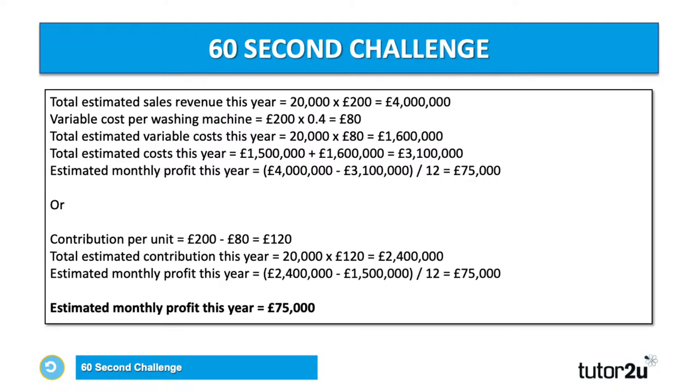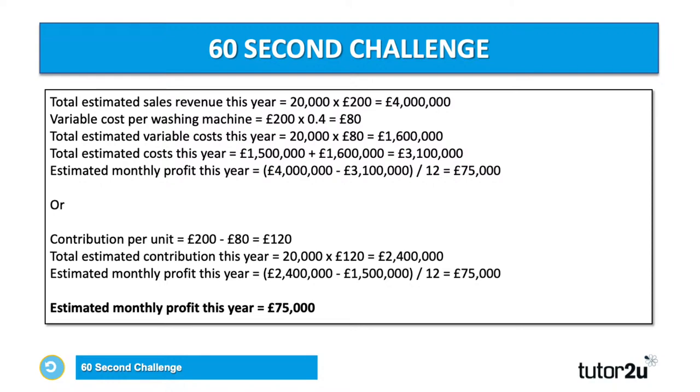So the answer here is on the screen. The estimated monthly profit this year is £75,000. Note the question was monthly profit, not yearly. And I think a few of you fell into that trap. If you ended up with a figure of £900,000, then you've got the annual profit rather than the monthly profit.